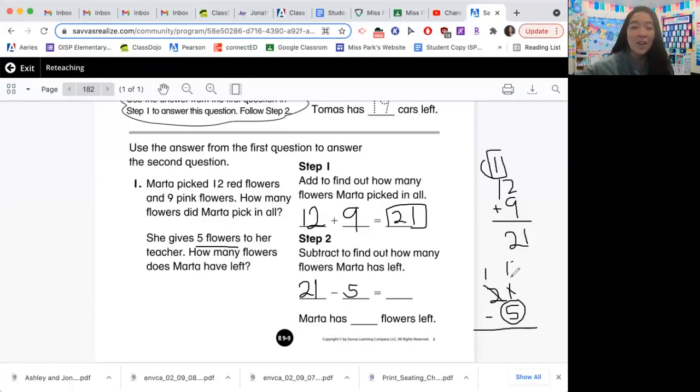So what is 11 minus 5? 6. What is 1 minus nothing? 1. So your answer is not 6. It's 16. So that's why it's always important to check your work, because you might get your answers wrong. 16 plus 5, 17, 18, 19, 20, 21. So 16 is the correct answer.